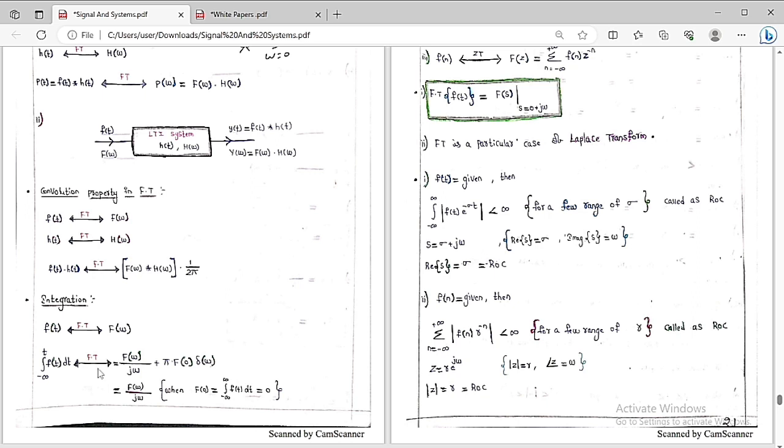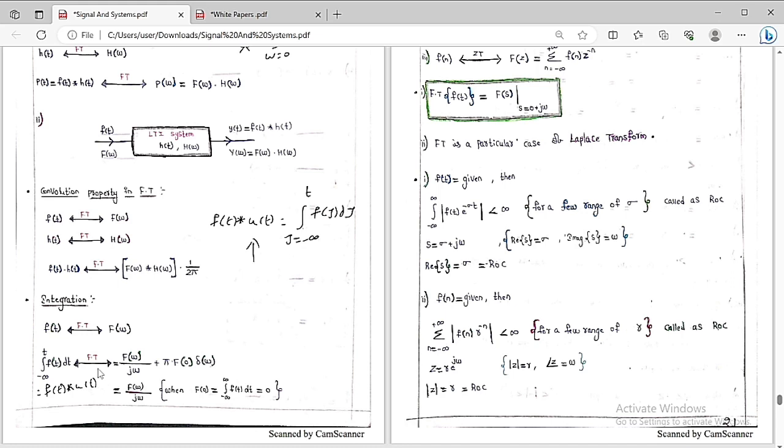I have already told you many times that integration is nothing but f of t convolution with u of t. See, f of t convolution with u of t is the integration of the signal from t equal to minus infinity to t of f of tau d tau. So this is the integration of the signal.